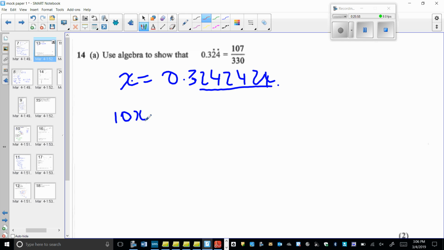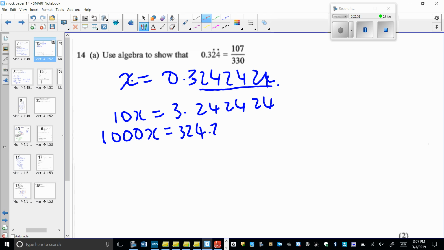So I can have 10x gives us 3.242424. But if I were to do anything with these two as they are, the digits don't line up after the decimal point. So I also need to find 100. No, I don't. I need 1000x. Because if I did 100x, then I would have a 4 after the decimal point. So 1000x would be 324.2424.